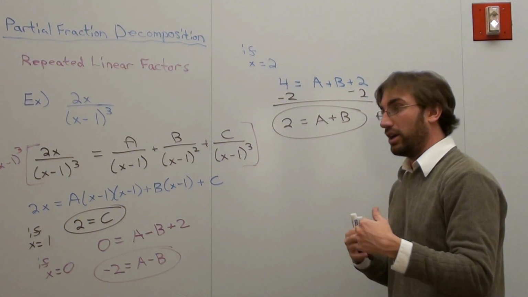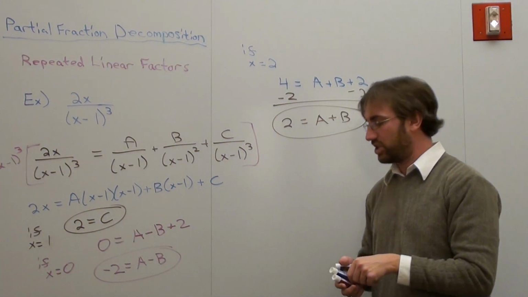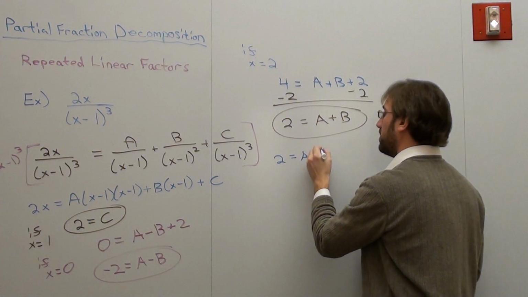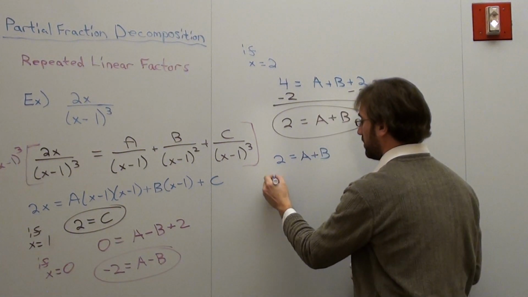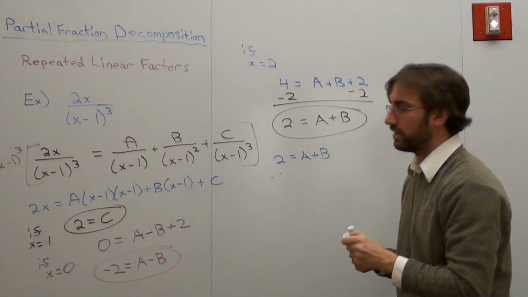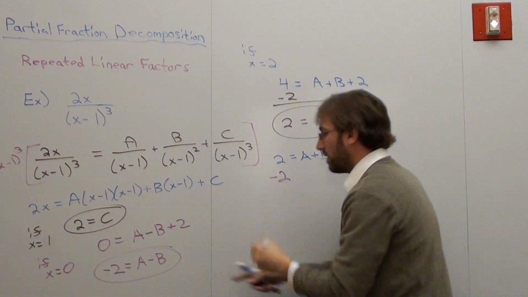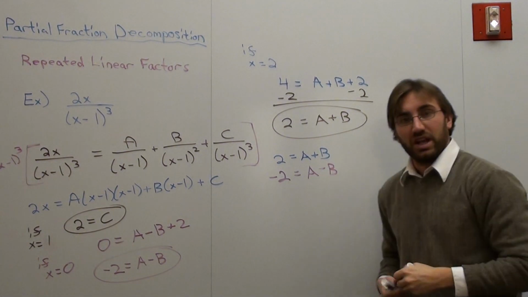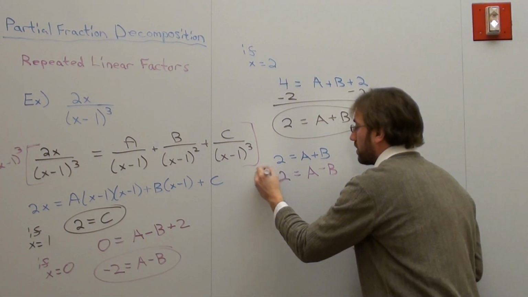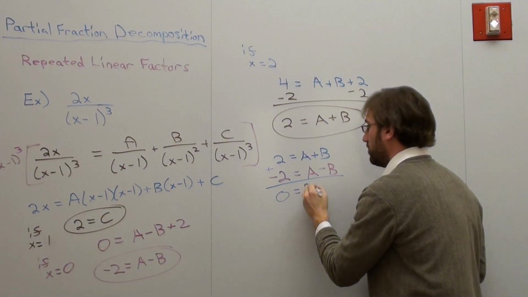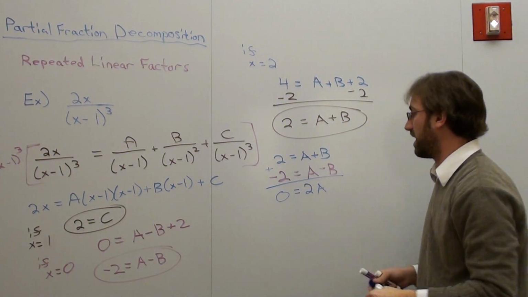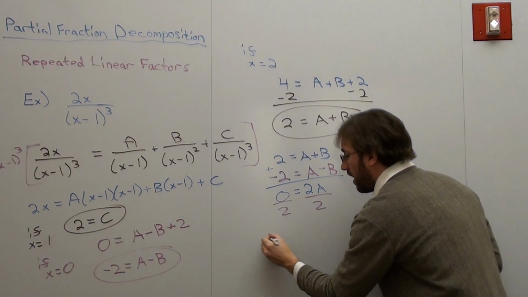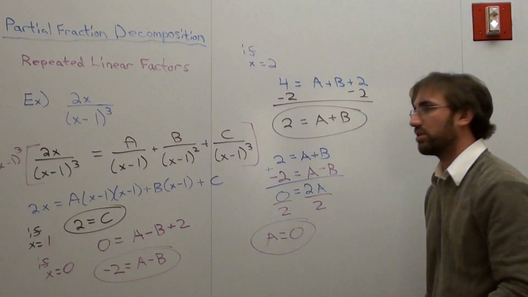Now watch what happens. Use substitution or elimination, but in this case I'd use elimination. Take these 2 equations: 2 equals a plus b, that's this one, and negative 2 equals a minus b. Add them together. 0 equals 2a, so the b's cancel. Divide by 2. A equals 0.